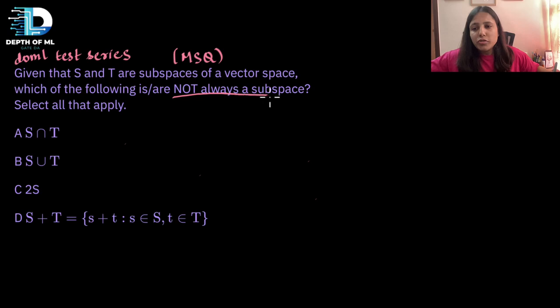So first of all, select all that apply. We have to find the options which are not going to be a subspace always. Let's start with option A. Option A is S intersection T. This actually is always a subspace.